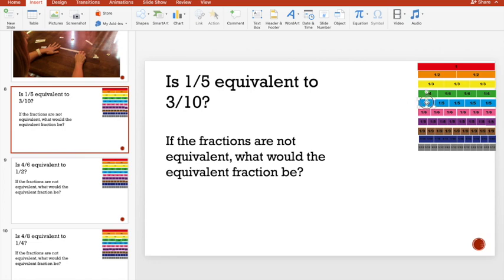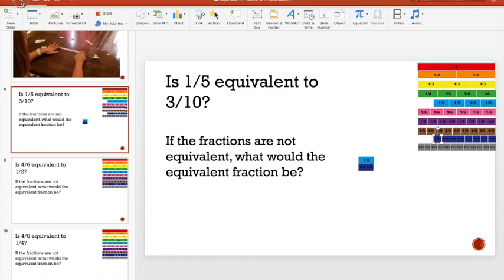So I'm just going to move down 1/5 to start with. Then after I move down 1/5, I'm going to move down 3/10. So here's 1/10, 2/10, 3/10. Is that equivalent? No. 3/10 is too much to be equivalent to 1/5. So I would take away 1/10, and now I know that 1/5 is equivalent to 2/10.